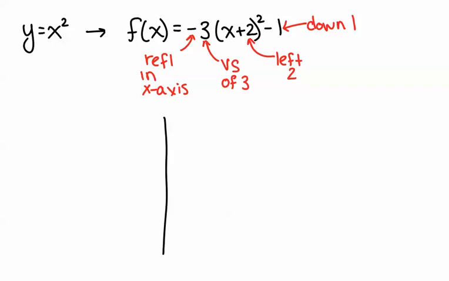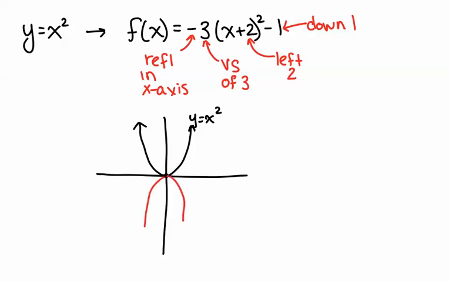So if we were going to graph this, I always like to graph the original function, the parent function or the base function, which is this, y equals x squared. And then I'll graph the transformed function. So I know it's getting reflected, so it's going to open down like that. I know it's getting vertically stretched, so therefore it's going to be skinnier. And then I also know it's going left 2 and down 1. So it's going to be here, and then it's going to be going down in this direction. So that's my transformed graph. Perfect. Let's try another one.